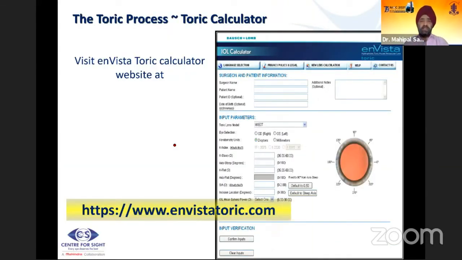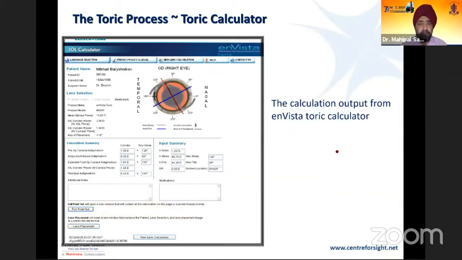Now let us go on to the toric calculator. You can go on to their websites. Each company, as I told you, has separate toric calculators, and you have to feed in the entire range. Then you can rotate and say which lens, axis, and power you wish to use. Here is the calculation: this is the pre-op corneal astigmatism, this is the surgically induced astigmatism, this is the expected post-op corneal astigmatism based on where you're putting the incision, then the IOL power cylinder and the residual astigmatism that you are getting.